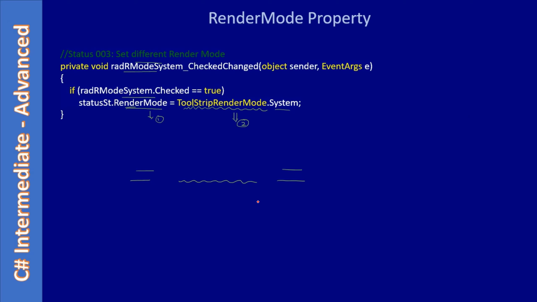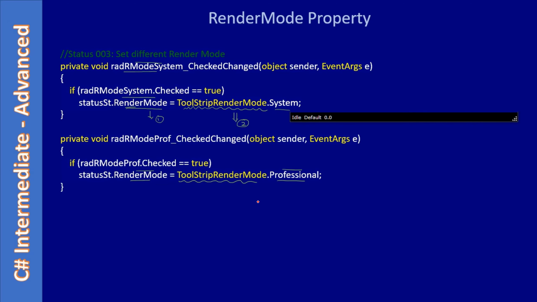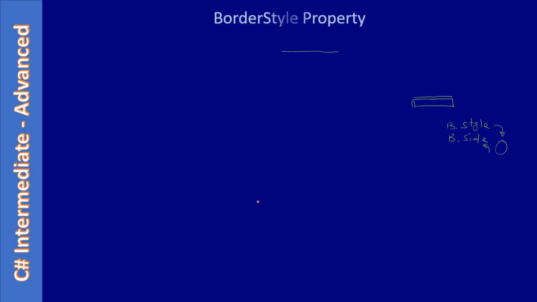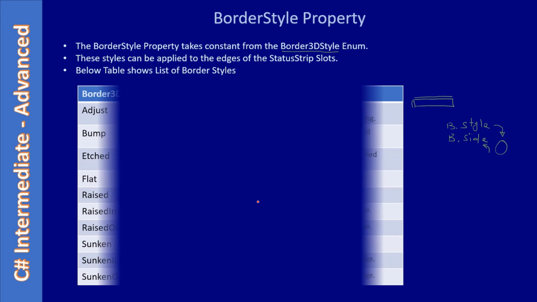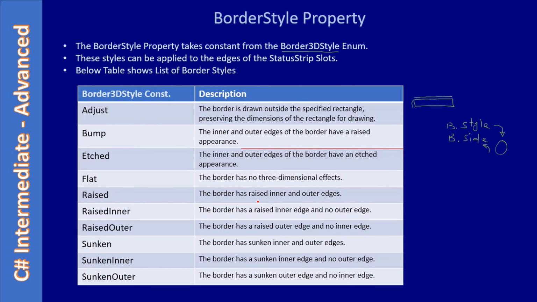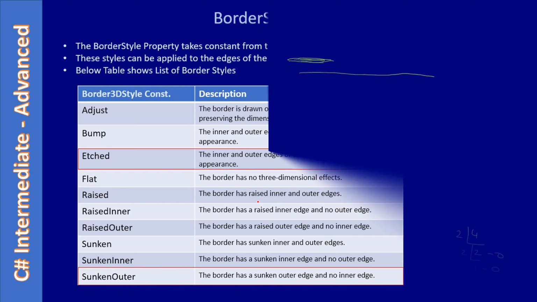After that, we learned about the render mode property. Using that, we saw 2 different styles. One is system and another one is a professional style. Then we saw how to apply border style based on its border side property.